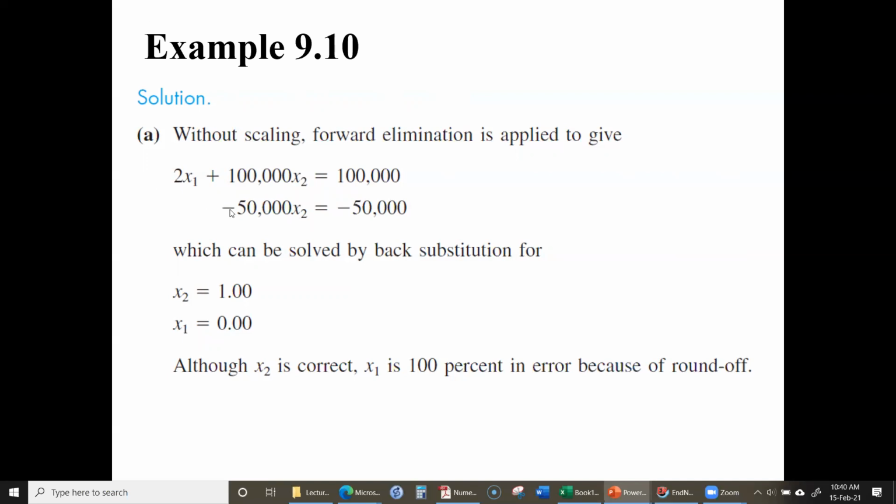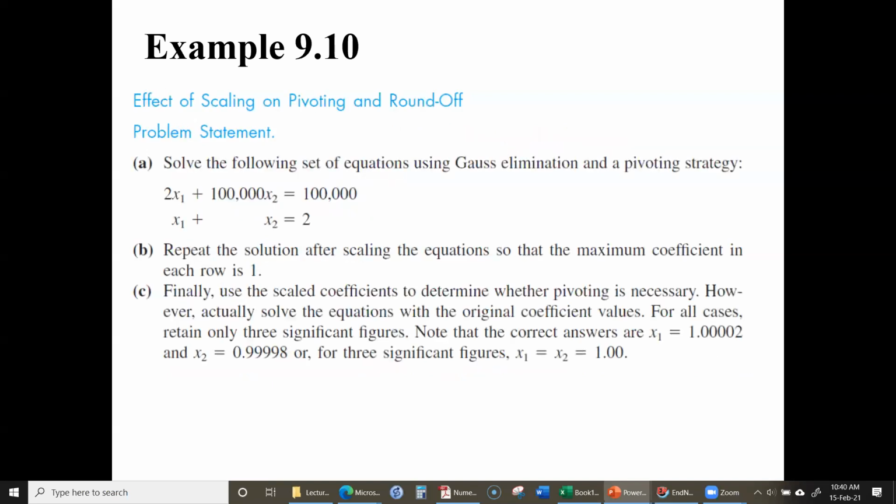And remember that in this case, the exact solutions are 1.000002 and 0.9999998. So that means if we adopt at least, say, 5 or 6 significant digits, then we can get this much level of accuracy.